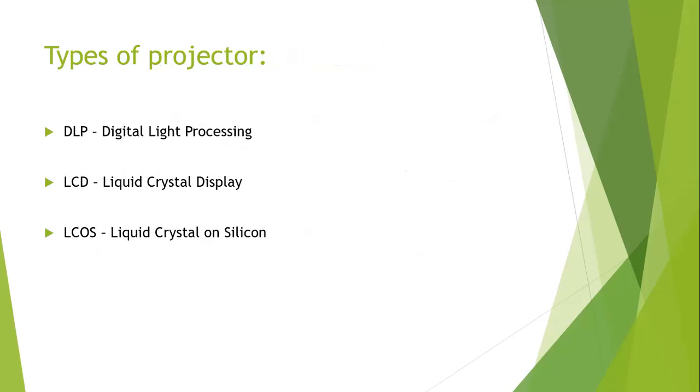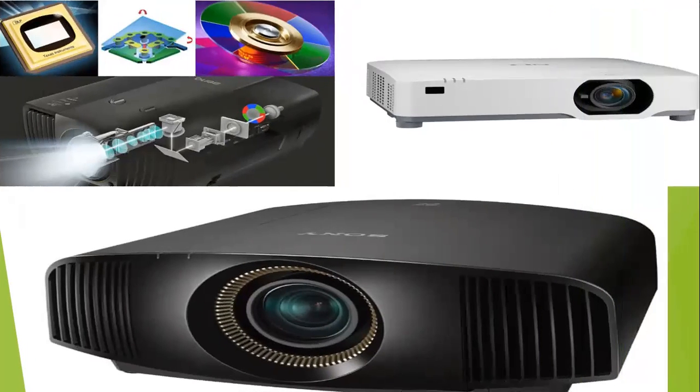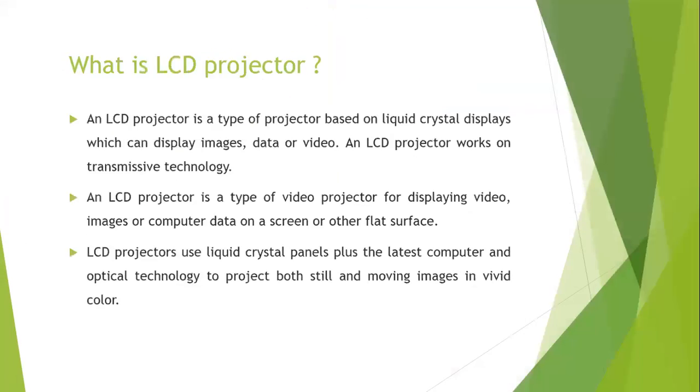Following are the types of projector. Basically, there are three types of projector: the DLP, LCD, and LCOS projector. DLP is digital light processing. LCD is liquid crystal display. LCOS is liquid crystal on silicon. These are pictures of the types of projectors.